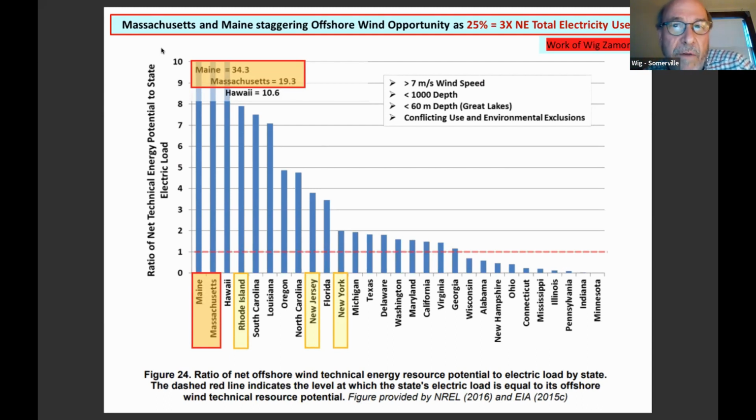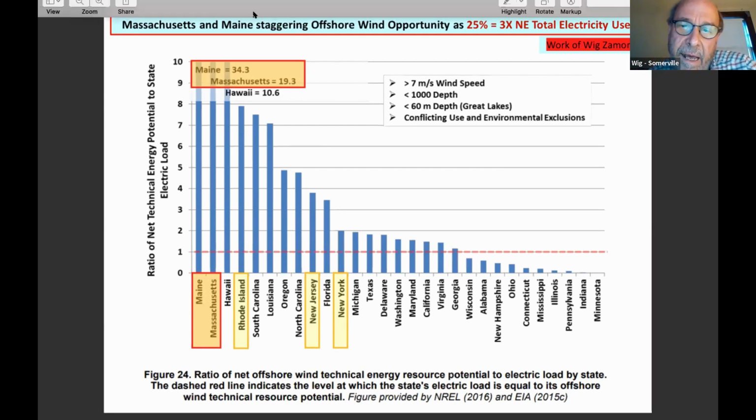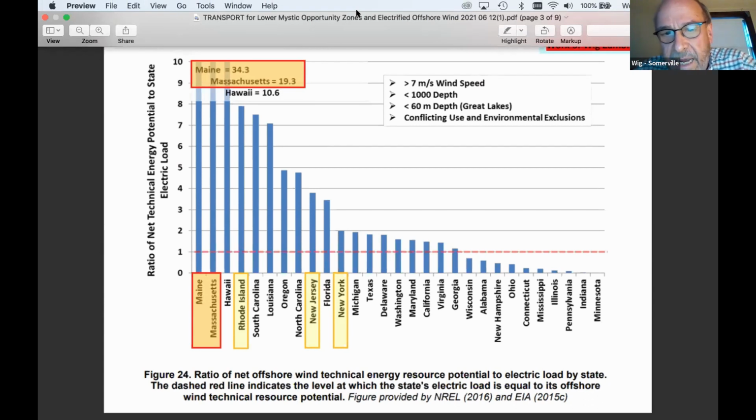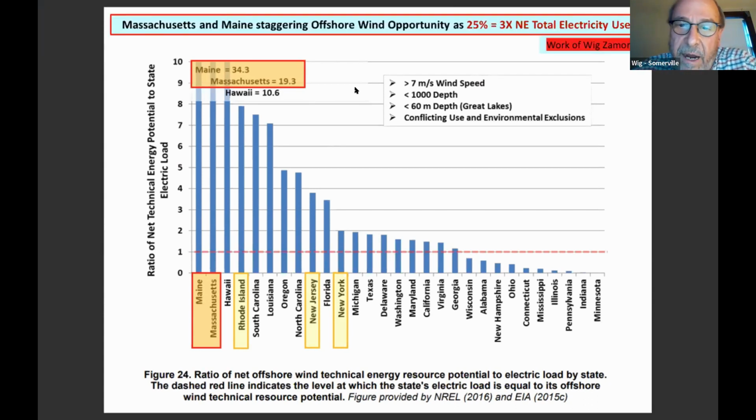But this is offshore wind, and this is an opportunity. These data go to technologies already deployed off of China, which has very quickly become the world leader, but also the same technologies deployed in the North Sea off of Europe for a number of years now. So this is not future technology, it's current technology. And when they look at all the US states, look at Maine and Massachusetts, it's just staggering.